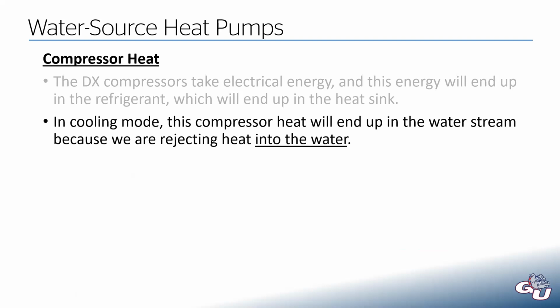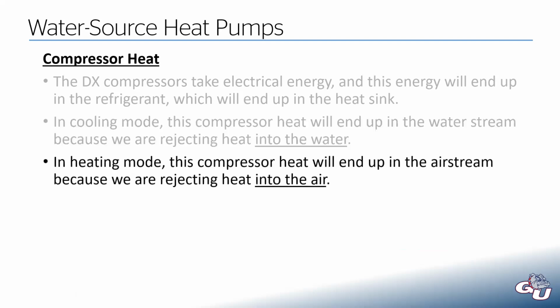So if our compressors are producing heat, ultimately that will get rejected into the condenser water stream. But in heating mode, this compressor heat will end up in the air stream because that's where we're rejecting heat in that process. We're trying to heat up the air. So why not let that compressor heat go into the air and actually do something useful?